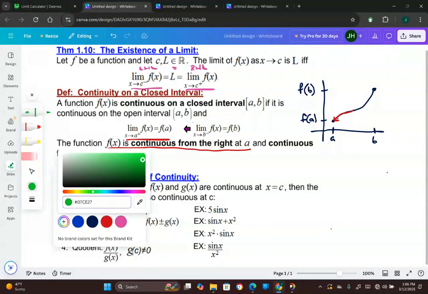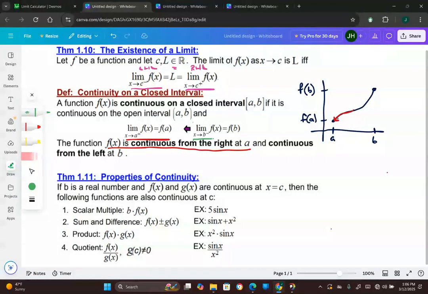I'm going to do the same thing from the other end. The limit as x approaches b from the negative side, from the left, has to equal f of b. This is said to have a function be continuous from the left at b. Watch the green curve. As I approach b from the left, it had better approach f of b. If that doesn't happen, you do not have continuity at an endpoint.